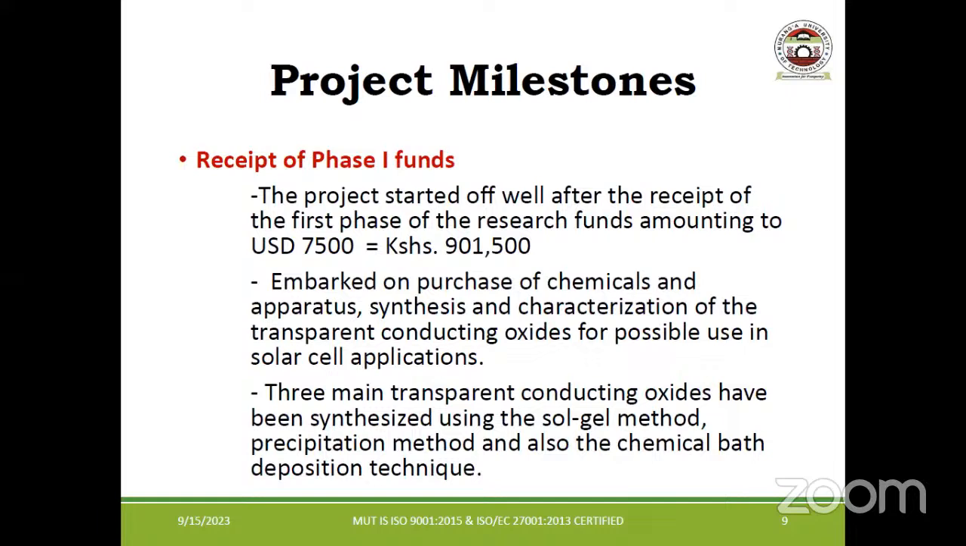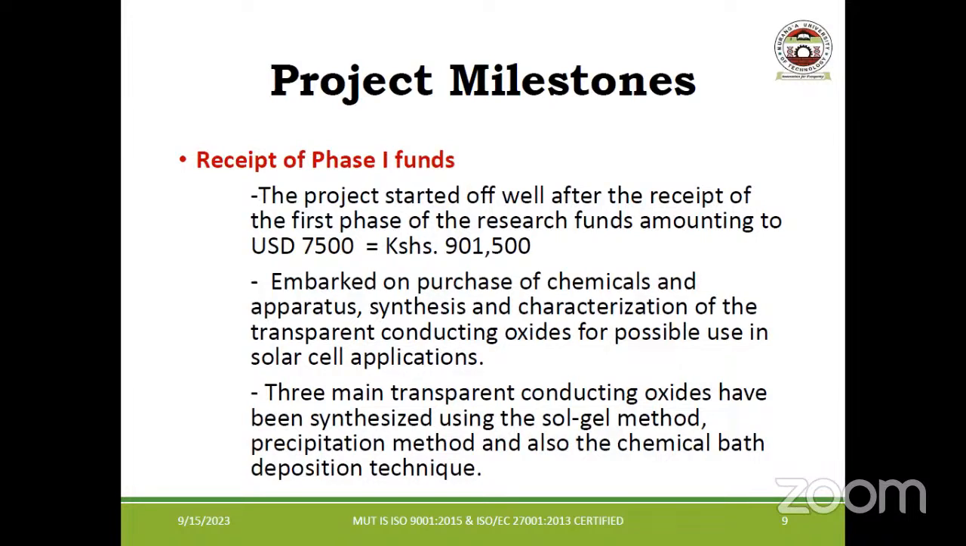When you look at the project milestones, the project milestones are broken into phases. One, from the time we receive the funds. First of all, I want to thank the DSA for this chance that they have given us. We received the funds and we were excited. We embarked into the purchase of chemicals, separators, and synthesis and characterization of these oxide nanoparticles, which we are looking forward in actually using them in fabricating the solar cell.